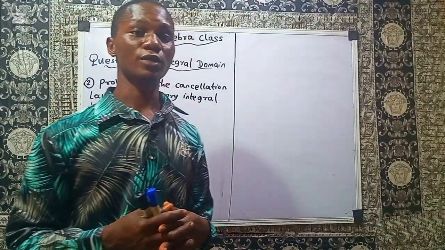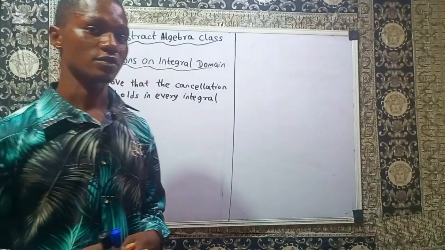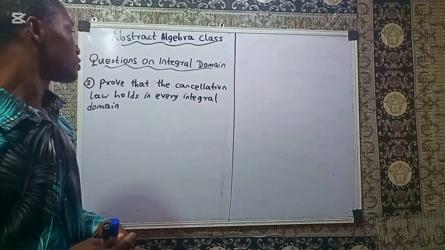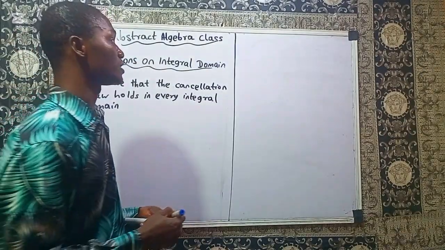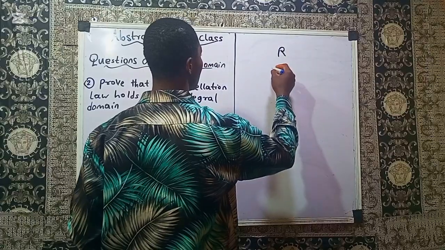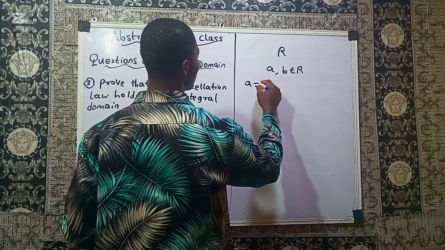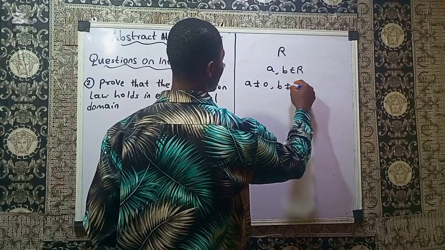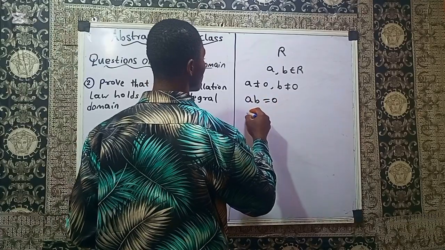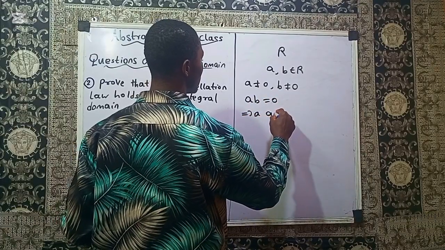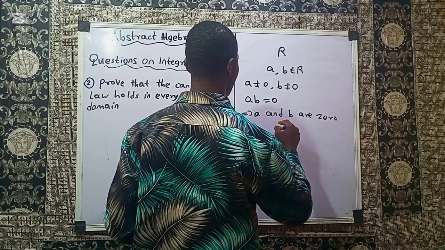We know that an integral domain is a commutative ring with identity which has no zero divisors. We also saw the definition of zero divisors. We say that if you have a ring R and a and b are in R with a not equal to 0 and b not equal to 0, and you have that a times b equals 0, then a and b are zero divisors.